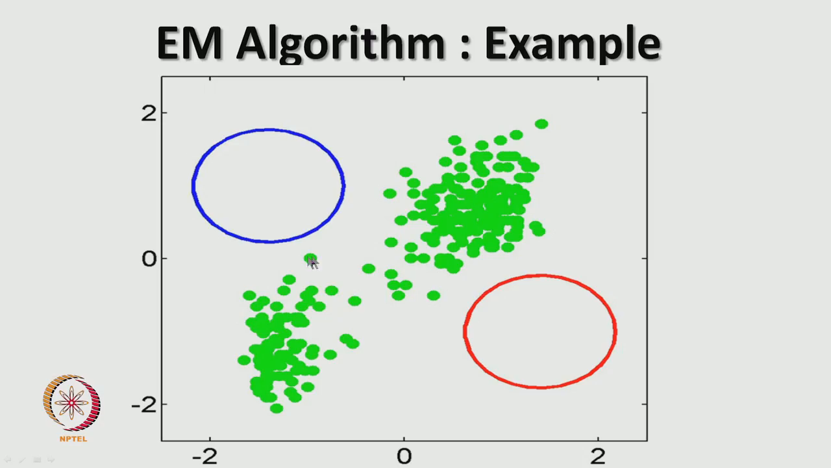But in this case, let us take the example of k equal to 2 and let us say the Gaussians have been initialized at these two places with the corresponding mean and scatter. These two ellipses show that there is a Gaussian here, k equal to 1, and the k equal to 2 Gaussian is here. These are the corresponding means at the center of these ellipses and the distributions, the scatter is in 2D.